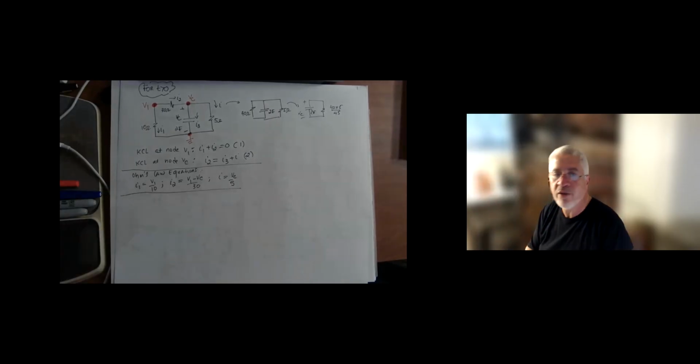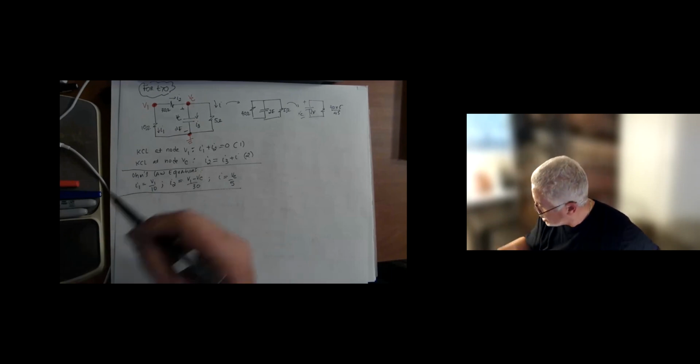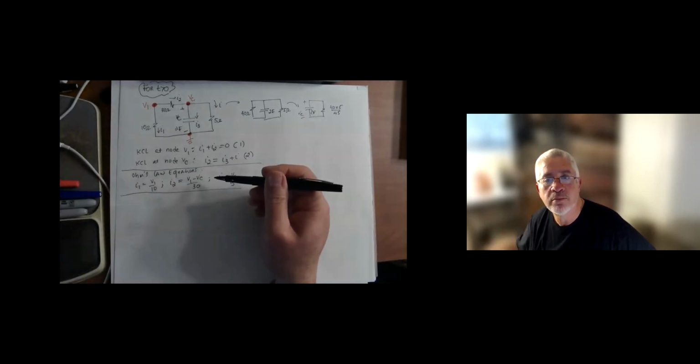Then I do Ohm's law. And I want to see them separated just like I'm doing, folks. All right, I want to see those. So what are the Ohm's law equations here? I1 is V1 over 10. I2 is V1 minus VC over 30. And I is VC over 5. These are my Ohm's law. Passive sign convention when I write my Ohm's law. Okay. So KCL equations, then Ohm's law.